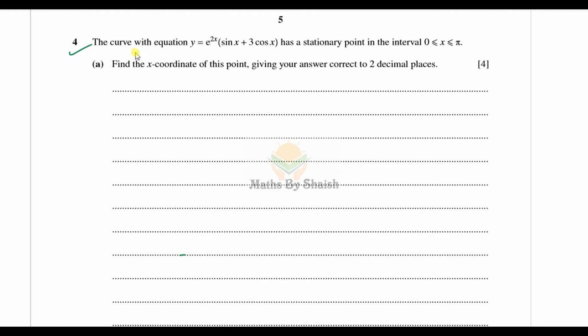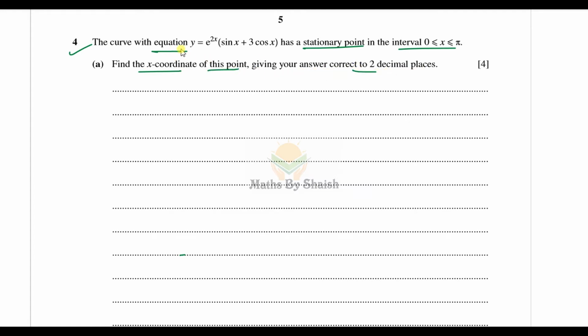The curve with equation y is equal to e raised to the power 2x into (sine x plus 3 cos x) has a stationary point in the interval 0 to pi. Find the x coordinate of this point, giving your answer correct to 2 decimal places.